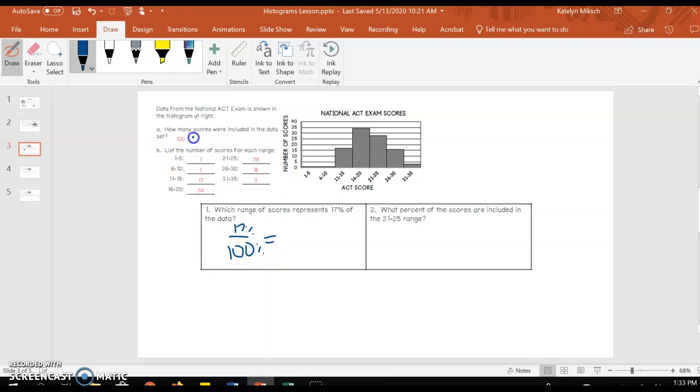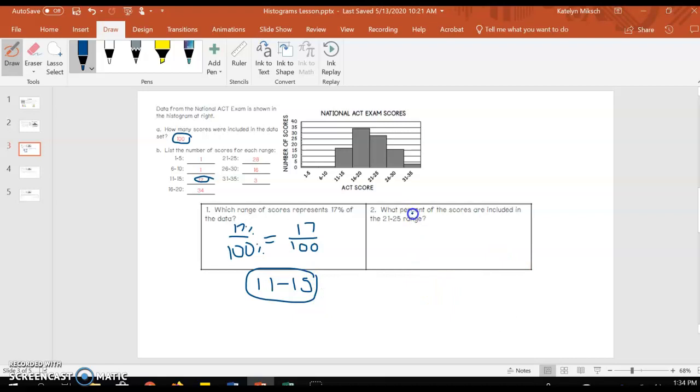And lucky for us, the whole part of our data is 100 students. So if we're looking at the whole group, there's 100 of them. So it should be easy to tell which one of these ranges would account for 17%. 17 out of 100, or 17 hundredths, is equivalent to 17%. So it would be this range right here. 11 to 15 is the score that makes up 17% of the data. So that's your answer for number 1.